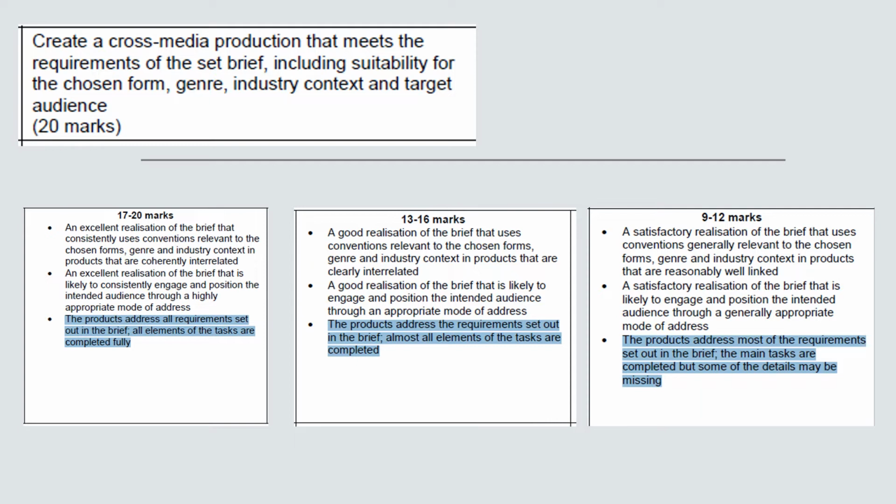So when it says details that might be missing, it might be you forgot to add the actors' names on the top of the DVD, it might be parts of the billing block are missing, it might be that one of your products has the production company logo absent. So to get the C grade, nearly all the elements of the brief should be used to the best of your ability, and then it's looking for the way those are presented in the most industry professional way possible.